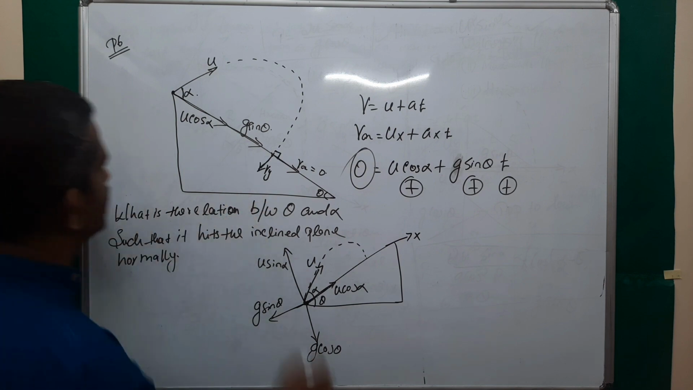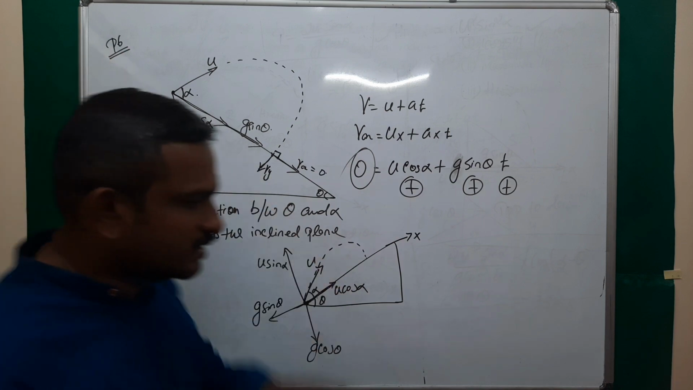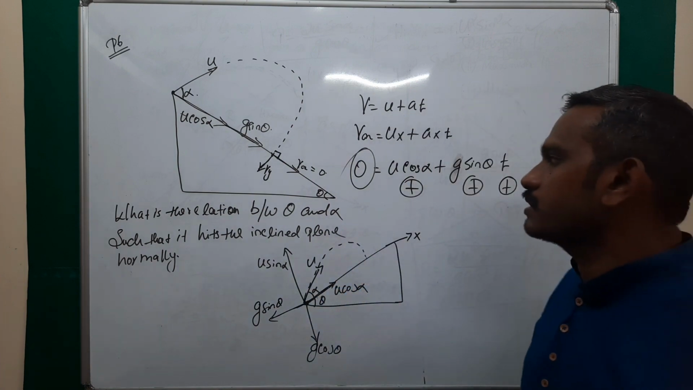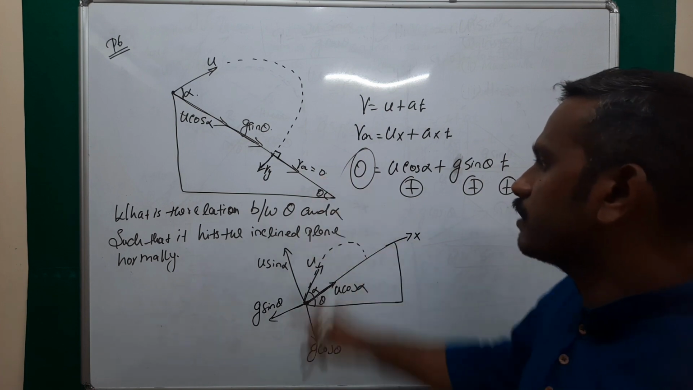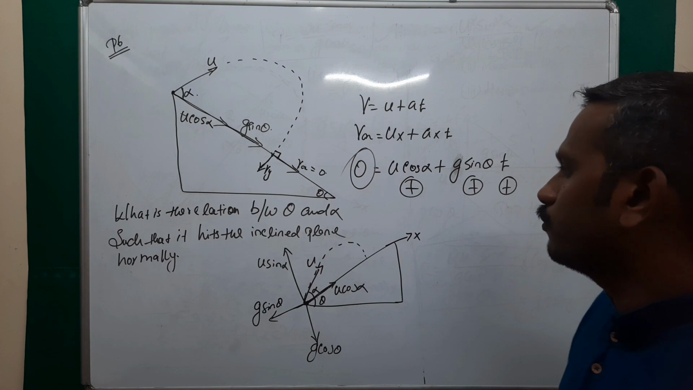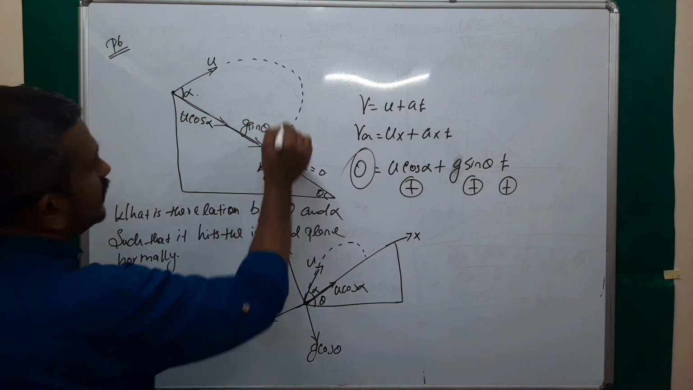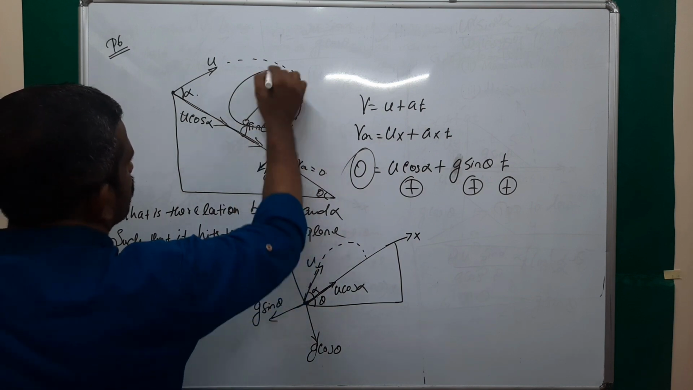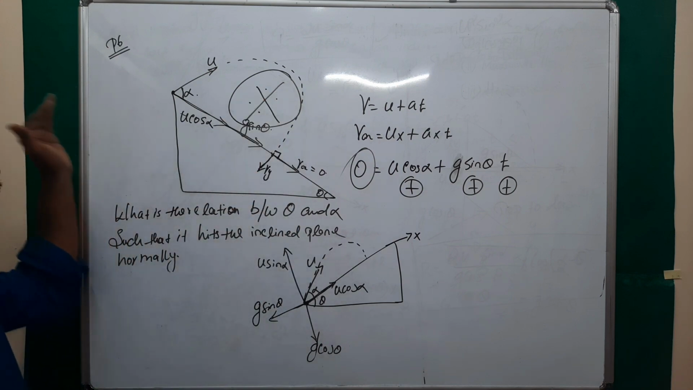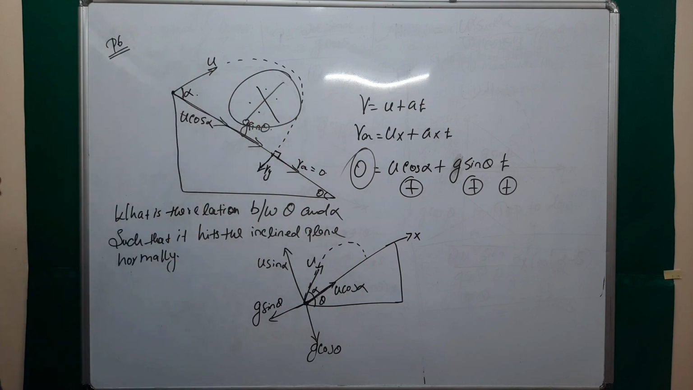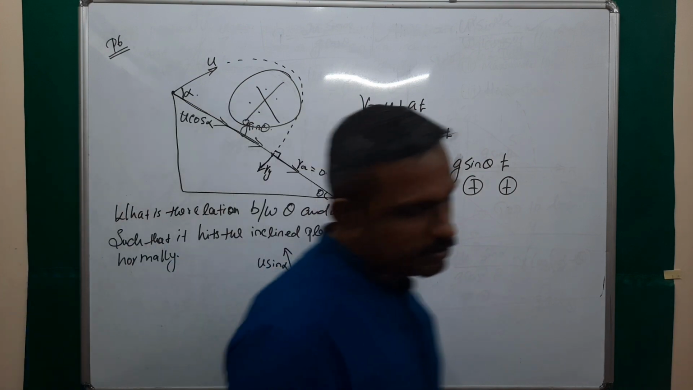But here it's not like that. The u cos alpha velocity is acting in this direction, and the acceleration is also in the direction of velocity. It is an accelerated motion, so there is no possibility that the horizontal component of velocity will become 0. Therefore, hitting the inclined plane normally is impossible here. That is very, very important, for motion from top to bottom. Hitting the inclined plane normally is impossible because it is an accelerated motion. Clear?